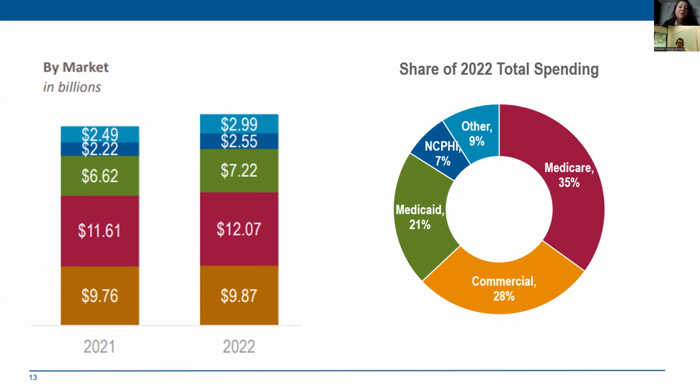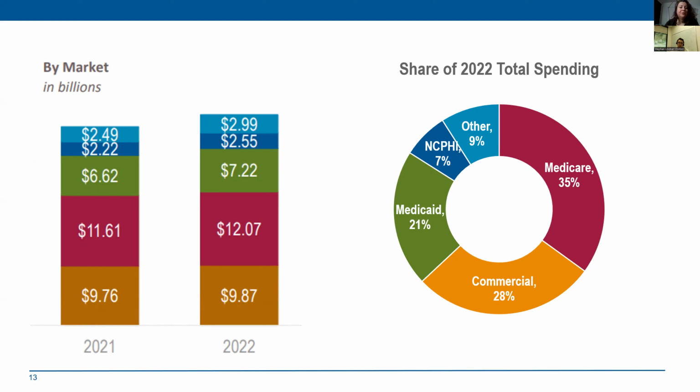The commercial health insurance market, that's the orange bars here, is the second largest market in Oregon in terms of total dollars spent. About 28% of spending is in the commercial market, and that's about $9.9 billion. Commercial spending grew 1.1% between these two years. Medicaid spending, in the green bar, in total dollars is about 21% of all Oregon healthcare spending, about $7.2 billion in 2022, and it grew 9% between the two years.